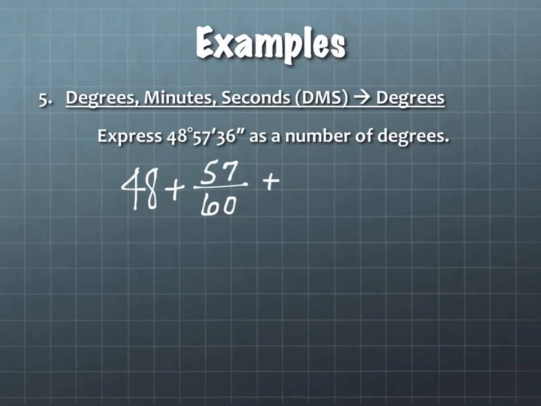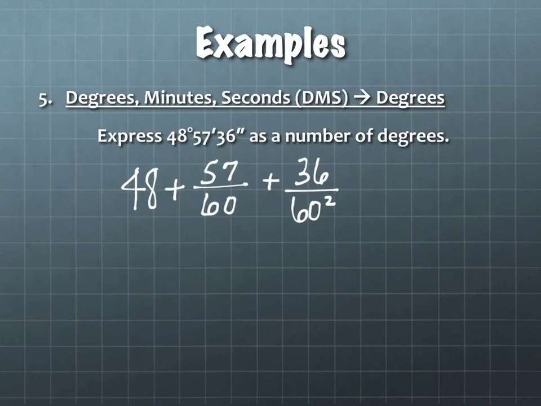But then there's a caveat. The 36 is not divided by 60 because it's not a number of minutes. It's a number of seconds. What does it need to be divided by? 3,600, because 3,600 is what, Alyssa? 60 times 60. It's divided by 60 squared, because there's 60 seconds in a minute and 60 minutes in a degree. So you're dividing by 60 twice. Okay, 60 seconds in a minute, 3,600 seconds in a degree is what I should have said.